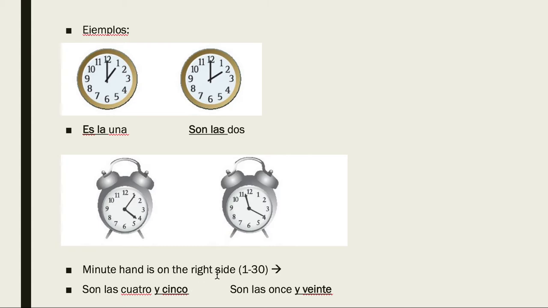In this case, the clock is showing 11:20, so we would start by saying son las once, since the minute hand is on the right side of the clock, or for minutes 1 to 30, we would add y, and then 20 in Spanish is veinte, so we would say son las once y veinte to say it's 11:20.